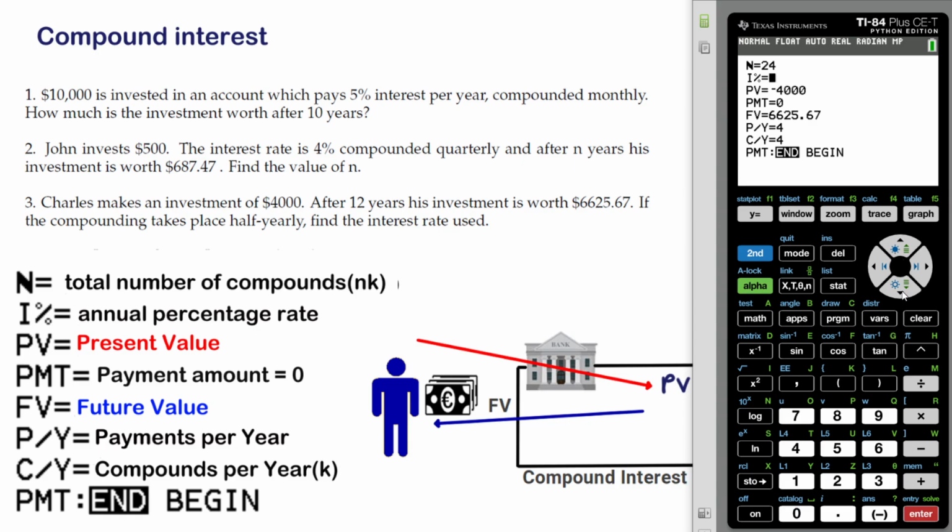Interest rate is what we're trying to find actually. There's no payments, so we've entered everything. Half yearly. So if the compounding is half yearly, these need to be 2 for twice a year. So we just check we've got everything else in. Yep. And the only thing we don't know is the interest rate in this case. So we just go over the interest rate and press alpha solve. So it's going to be an interest rate of 4.25%.